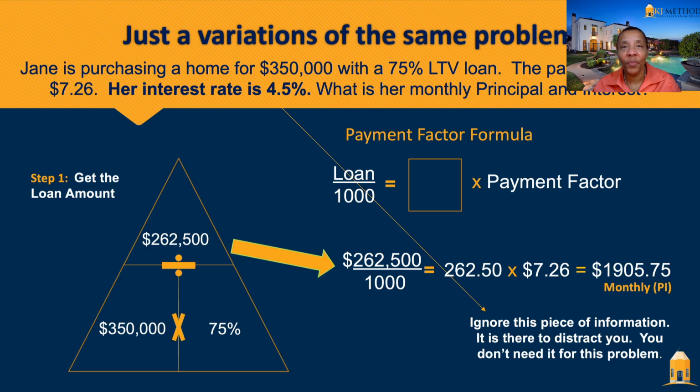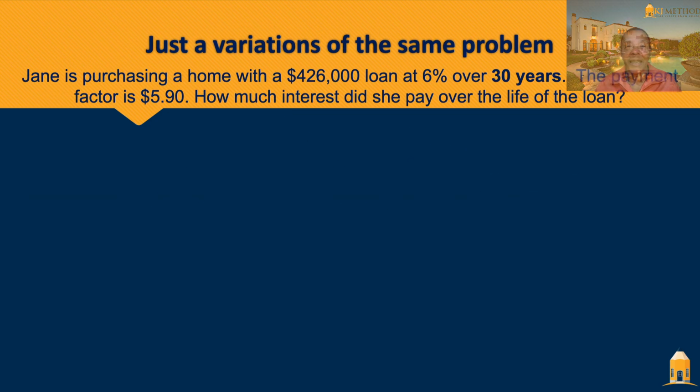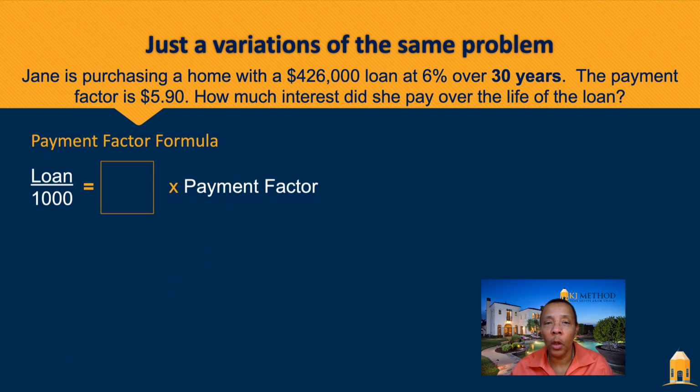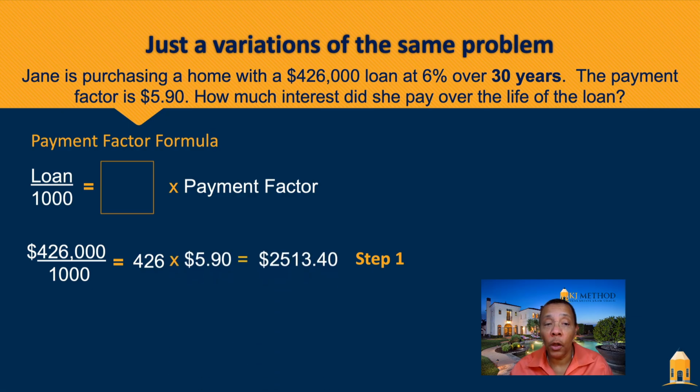Be careful of those. The last way that they will do this question is like this. Jane is purchasing that same home with a $426,000 loan at 6% over 30 years. The payment factor is 5.90. How much interest did she pay over the life of the loan? Well, we can still use the payment factor. Since we're given the loan already, we're just going to go with that. We need 426,000, the loan, over 1,000. So we get 426 times the 5.90. We're just sticking with what we have. So she is paying $2,513.40 per month.